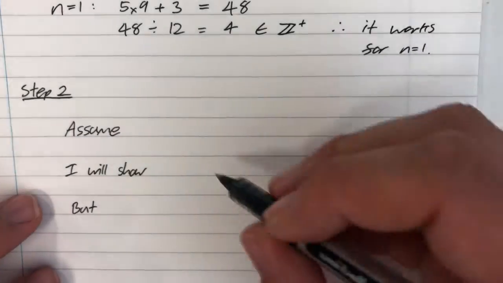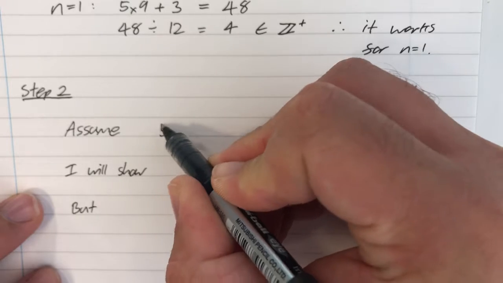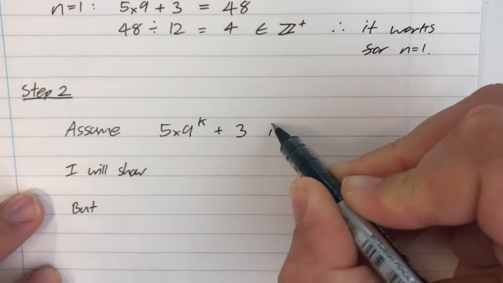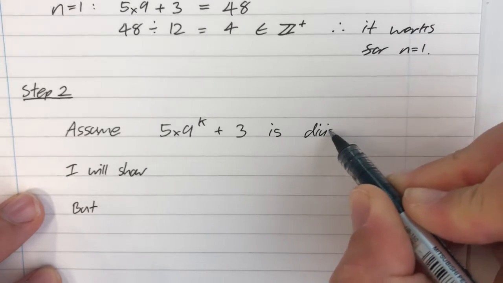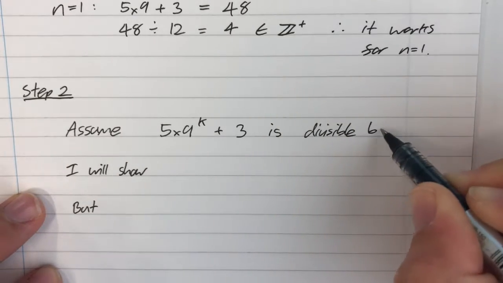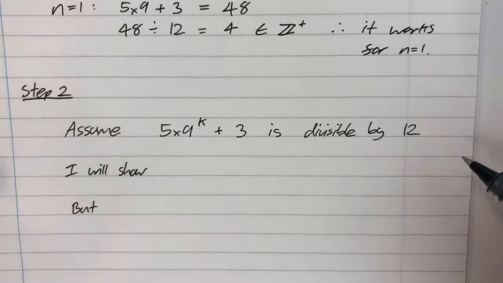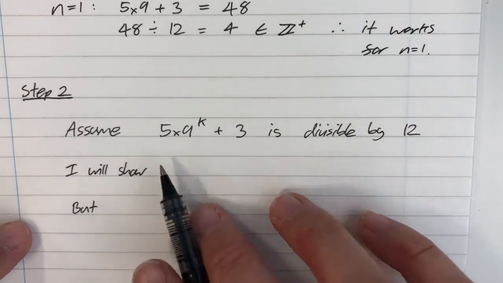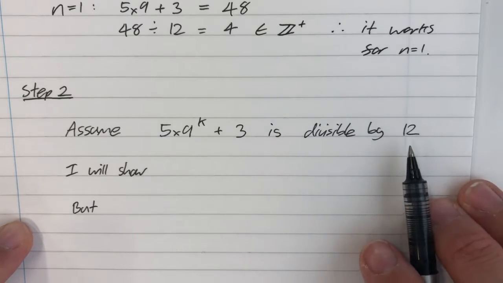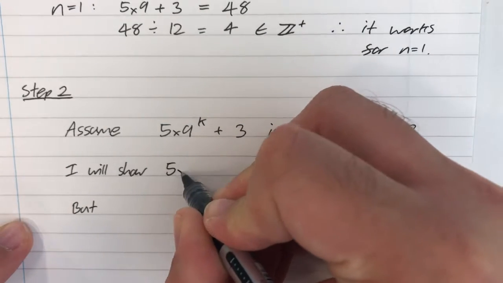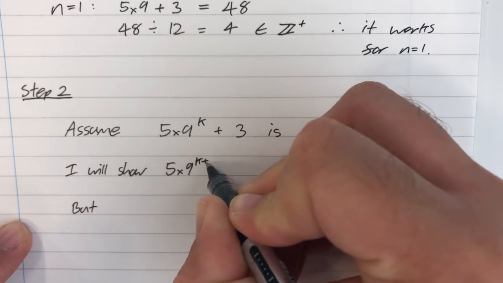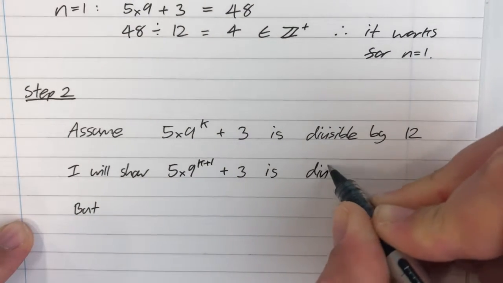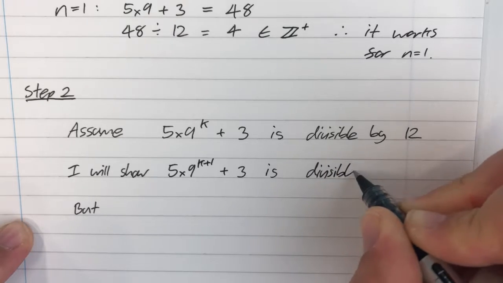So the assumption that I am stating is I'm assuming that 5 times 9 to the k plus 3 is divisible by 12 for some positive integer value k. Okay, I'm assuming that to be true. Given that assumption is true, I will show that 5 times 9 to the k plus 1 plus 3 is divisible by 12.